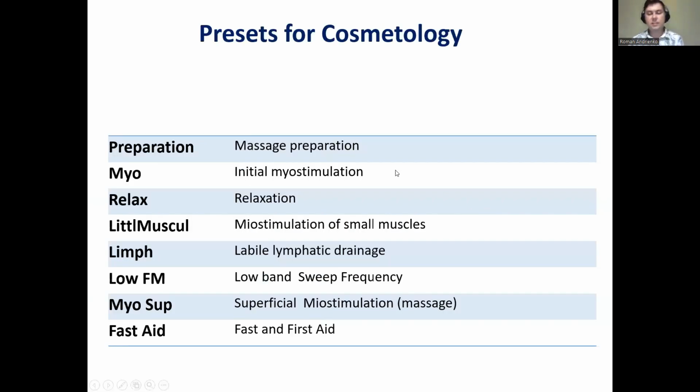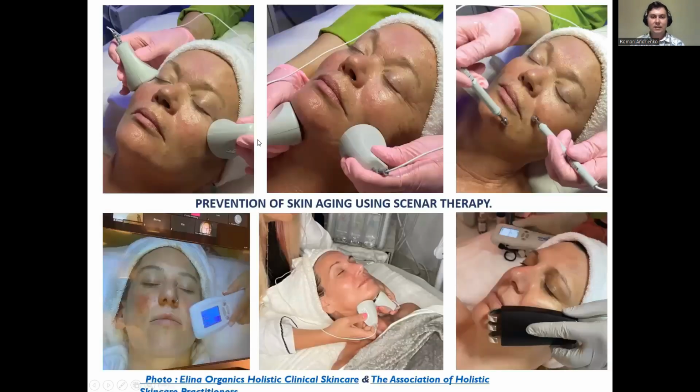Also, to touch base a little bit, there are certain presets for cosmetology. By the way, we have a wonderful cosmetology set of webinars. Maybe we'll rerun them too. There are preparation, myo relax, little muscle, lymph, low FM, and myo sup, and fast aid. So these are all intended for cosmetology purposes, the night mask, the morning mask. I remember all these bits of theory. Here's how it looks with Pons or pencils or the double cosmetic electrode, which I find more convenient, by the way, or even with the built-in electrode here.